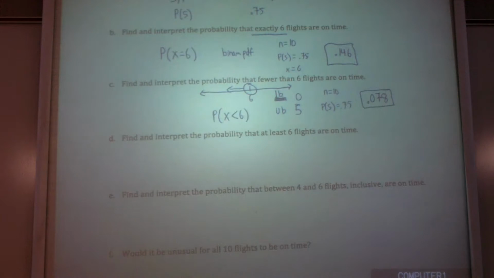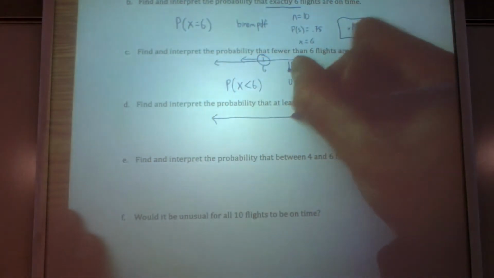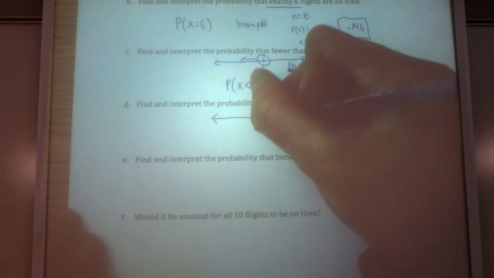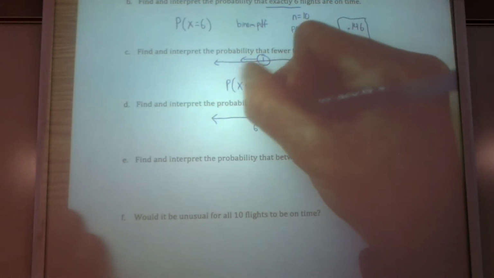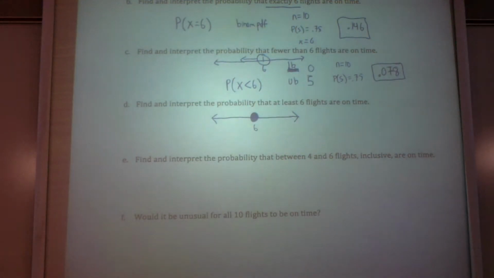All right, so now find and interpret the probability that at least 6 flights are on time. So again, I like to look at my number line. At least 6. Does that include 6? Yes, so I'm going to draw a solid circle. I am including 6 because 6 is included in at least 6.